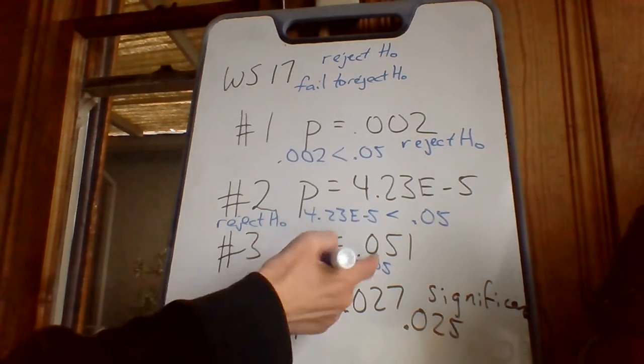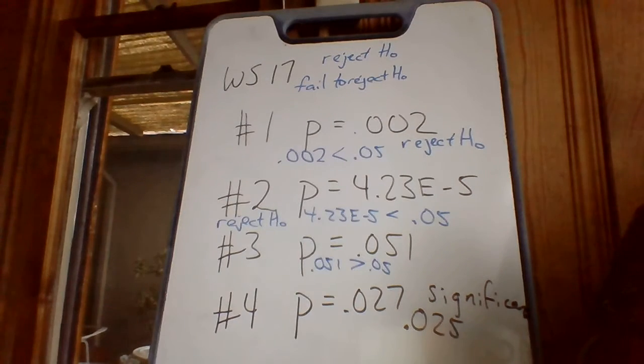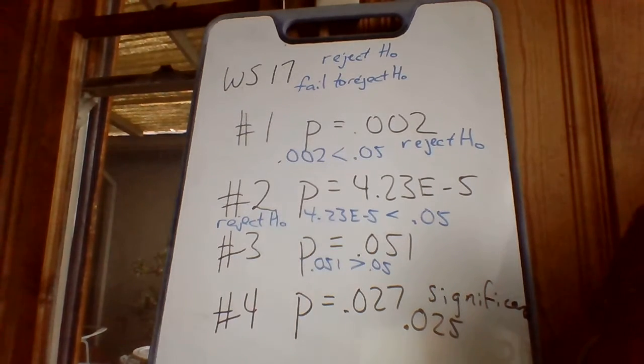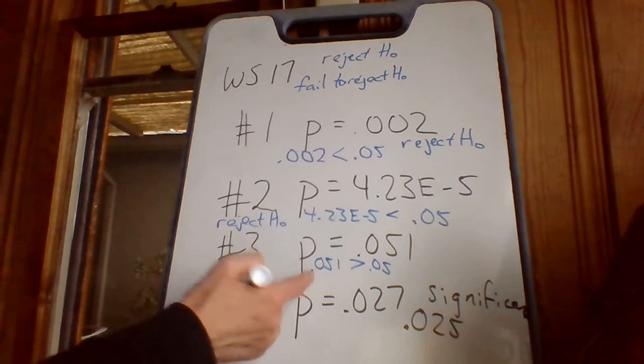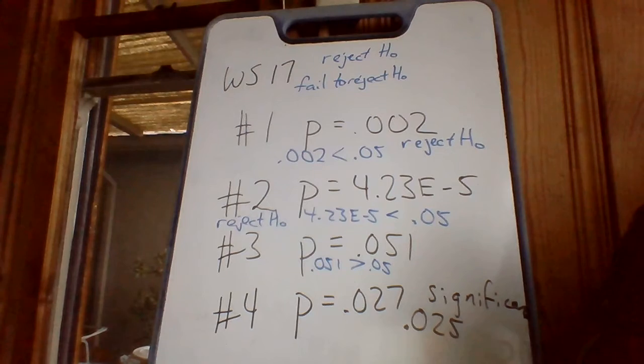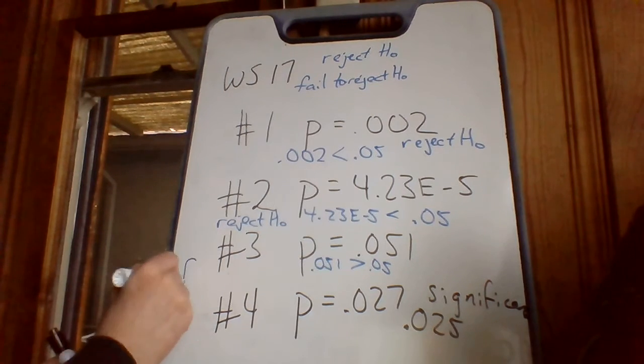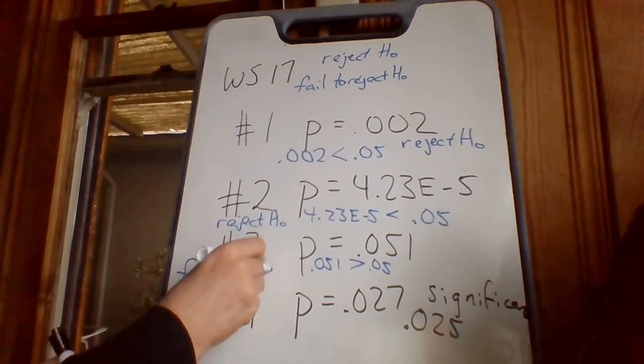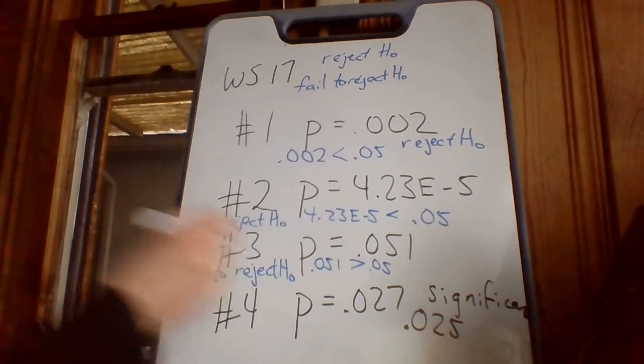Even if it was equal, if this said 0.05 and that said 0.05, which almost never happens because your calculator loves giving you a bunch of places, if they were exactly the same, I'd still let it slide. If they have a 5% chance of being right, I let it slide. Okay, so they have a 5.1% chance of being right, so I'm going to let that slide. I'm going to say fail to reject H0.